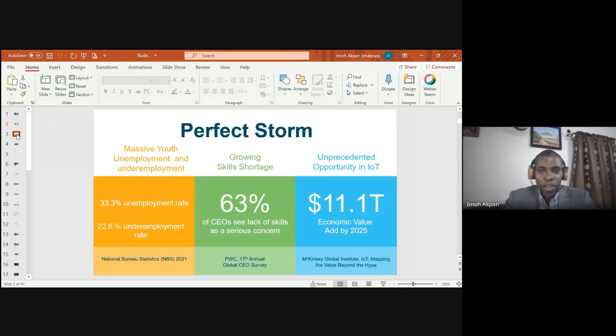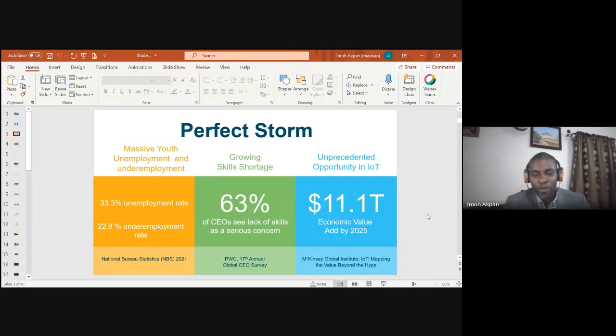Also for the training, we see a serious challenge when it comes to the rate of unemployment in the country. The statistics we have from the Bureau of Statistics say that we have a 33.3% unemployment rate. We're focusing on employability. Our nation is faced with the challenge of unemployability, and there's also an aspect we don't talk about most of the time, which is underemployment, at the rate of 22.8%. Also, 63% of CEOs have a concern about skills shortage, which means that at interviews, candidates don't have the relevant skills for job opportunities.